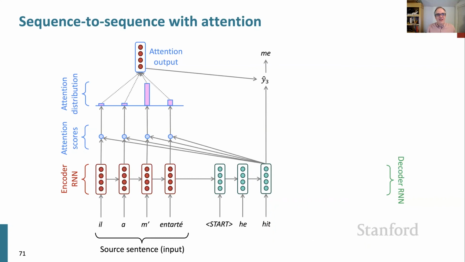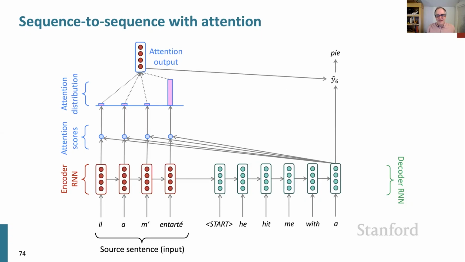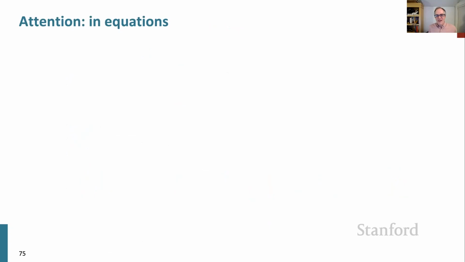Okay, so we generate along and generate our whole sentence in this manner. That's proven to be a very effective way of getting more information from the source sentence more flexibly, to allow us to generate a good translation. I'll stop here for now, and at the start of next time, I'll finish this off by going through the actual equations for how attention works.